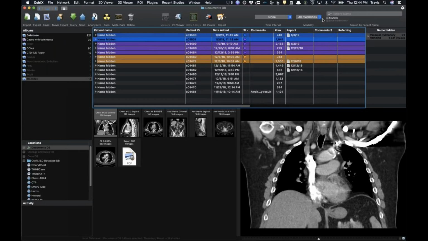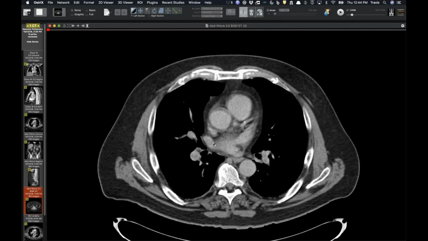Well, this is one where I wish Seth was here, but I will show it anyway. This is an outside study that just happened to come through today. This was the first image that popped up when I was looking at this. This was sent to our tumor board for a second opinion. And I think you can see this is actually an abdomen and pelvis series.